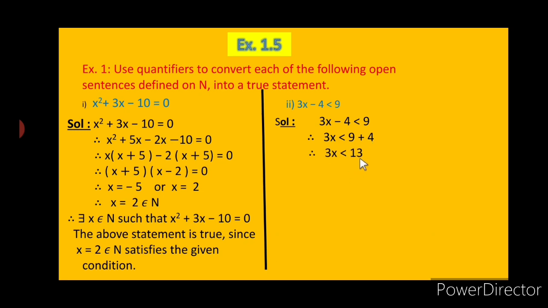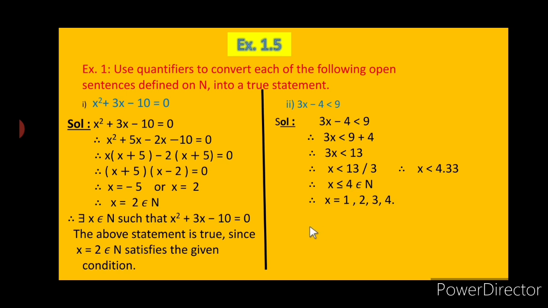So 3x is less than 13, that is x is less than 13 by 3, which is approximately equal to 4.33. But we have to consider numbers only from the set of natural numbers. So the natural numbers less than 4.33 are x is less than or equal to 4, correct. So x is equal to 1, 2, 3, 4. So these 4 values from the set of natural numbers satisfy the given equation.